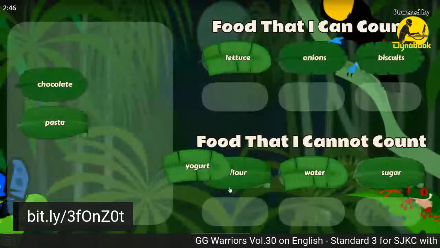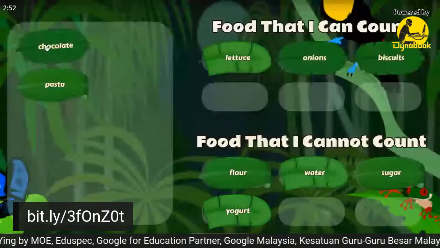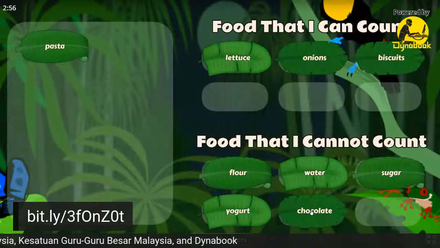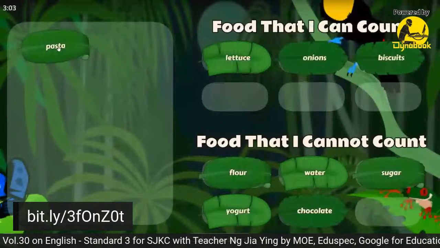And next, chocolate. Some of you have mentioned that chocolate can be counted, right? Now in English, we can't really count chocolate. Later I'll tell you why. And next would be pasta. Just now I saw in your comments, a lot of you said that pasta can be counted. Actually, pasta cannot be counted. We are going to see why later.